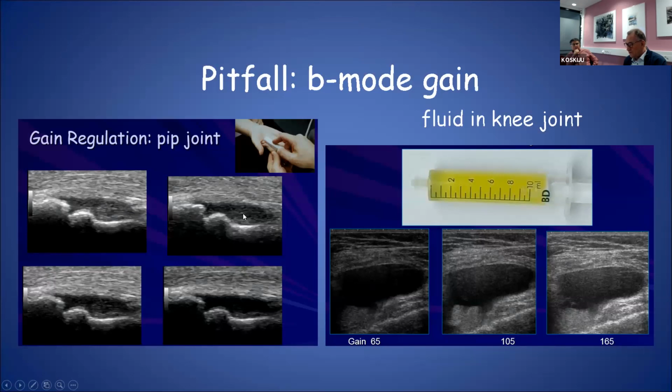And if you put less gain, finally you only see anechoic. It seems that there is only fluid. So the interpretation in this image, you see anechoic fluid, but in this image, you see more or less synovitis. And here again, I aspirated typical rheumatoid inflammatory fluid. And if you see this with gain 65 in this machine, you put more gain, you see it less anechoic. So even how much gain you put, it shows slightly different results.